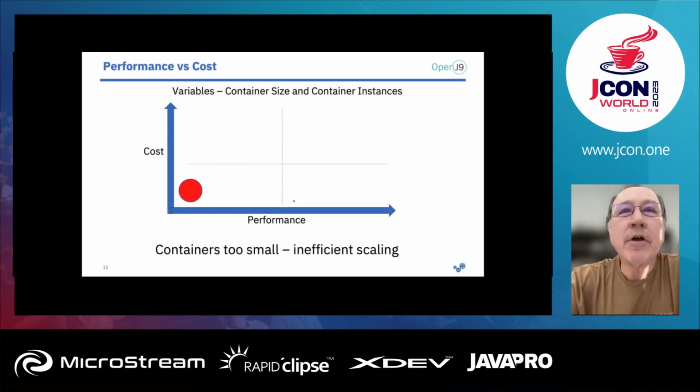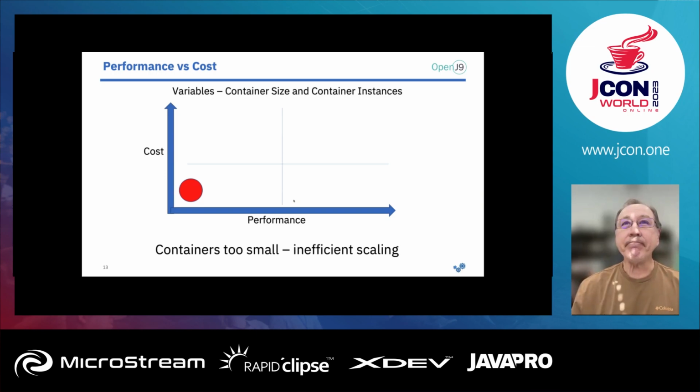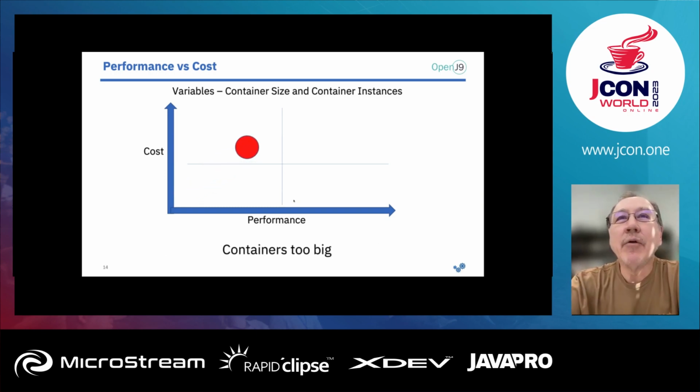So graphically, let's take a look. We have performance along the bottom. We have costs on the left-hand side. This first example shows that we have not allocated enough space for each of our containers, and we're not scaling efficiently. So cost is very low, but our performance is unacceptable. So we may decide, let's go ahead and bump up the container size. We're still not getting the right number of instances, but the cost is going up and performance is getting better, but still not acceptable.